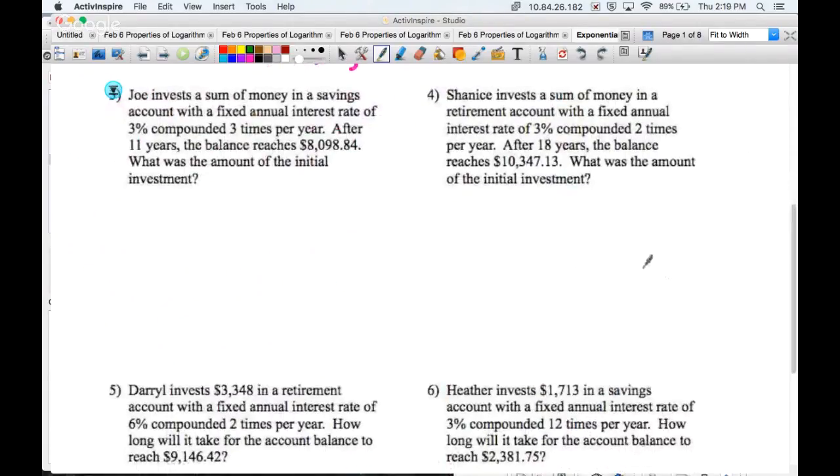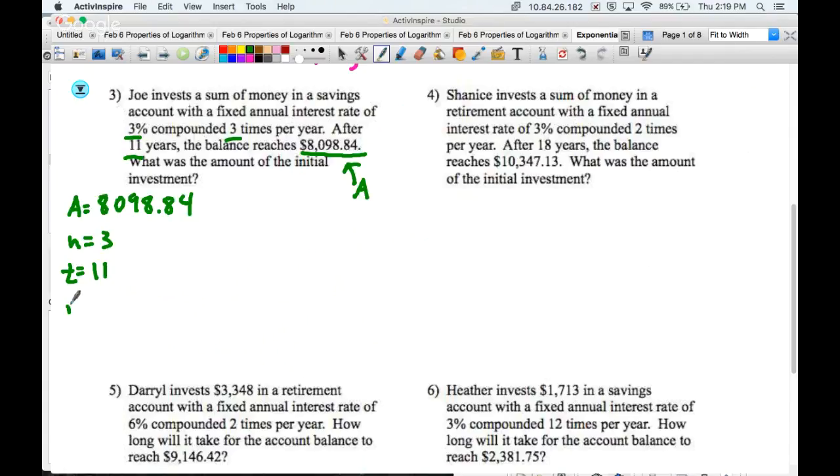Number 3. Joe invests a sum of money in a savings account with a fixed annual interest rate of 3% compounded 3 times per year. After 11 years, the balance reaches $8,098.84. So this is now my A value. I've got a final amount. So A is 8,098.84. n is 3. t is 11. And our interest rate is 0.03.